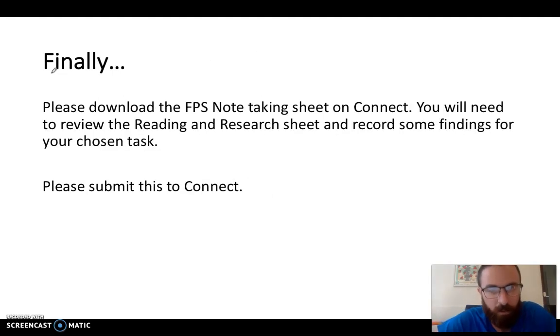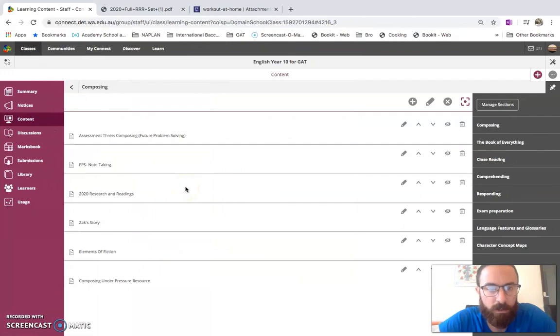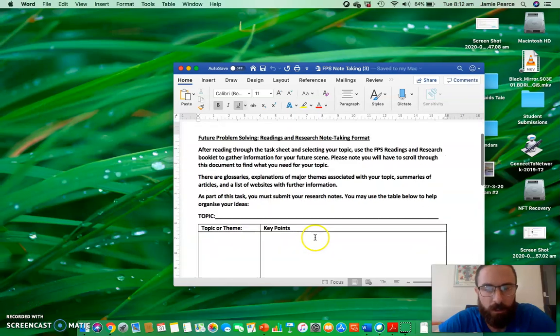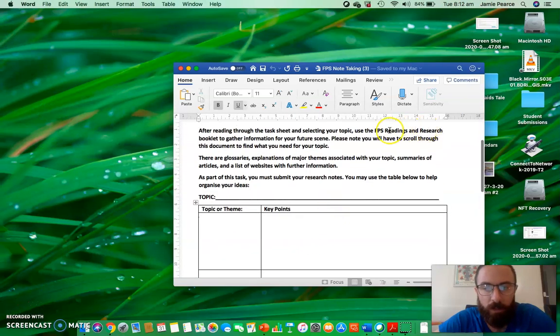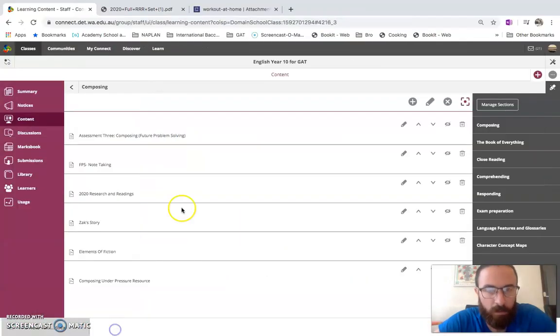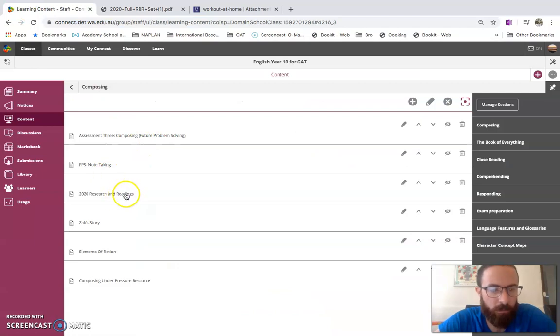Now, finally, the last thing I want you to do is on Connect, there is a note-taking sheet. So for the future problem-solving, I'll show you what that looks like. So here, this one here, you'll see it looks like this. What I want you to do is open the readings and research booklet to gather information about your topic or theme and the key points. So that booklet, I'll show you what it looks like, is this one here, 2020 Readings and Research and Resources.